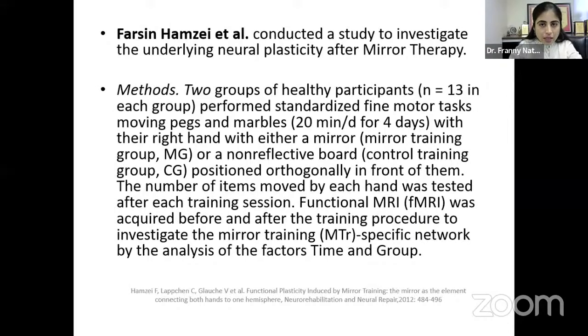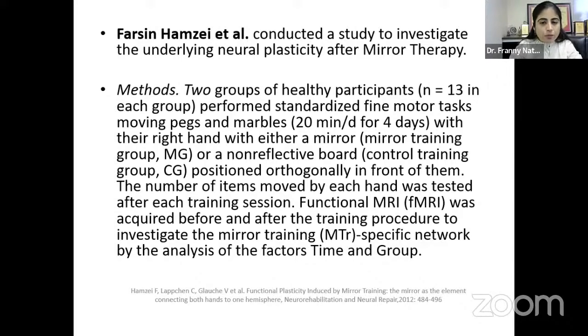So there's this study performed to see the neuroplasticity after mirror imagery. This study had two groups with 13 patients in each group, and they performed standardized fine motor tasks using pegs and marbles for 20 minutes per day for 4 days. They performed the same activity with a mirror. So that is called the mirror training group, and the other group performed control training.